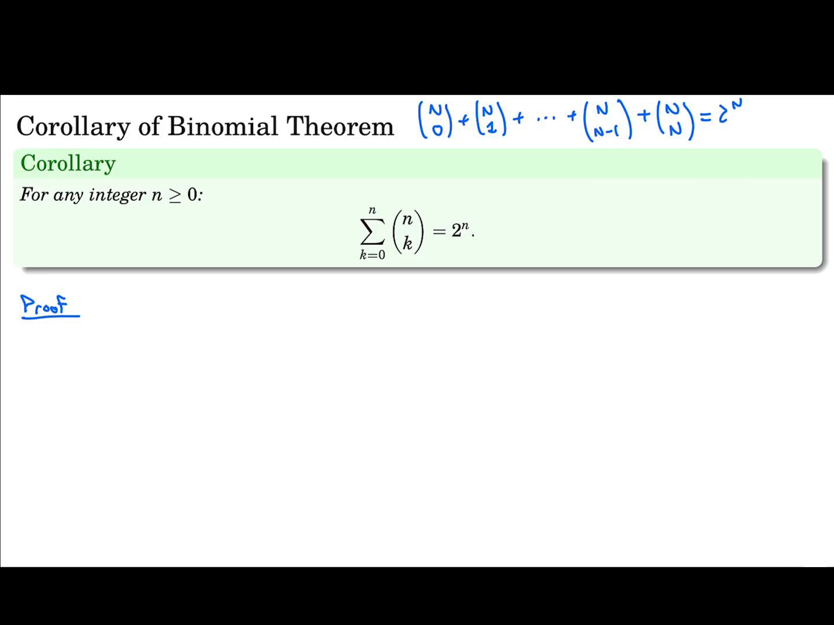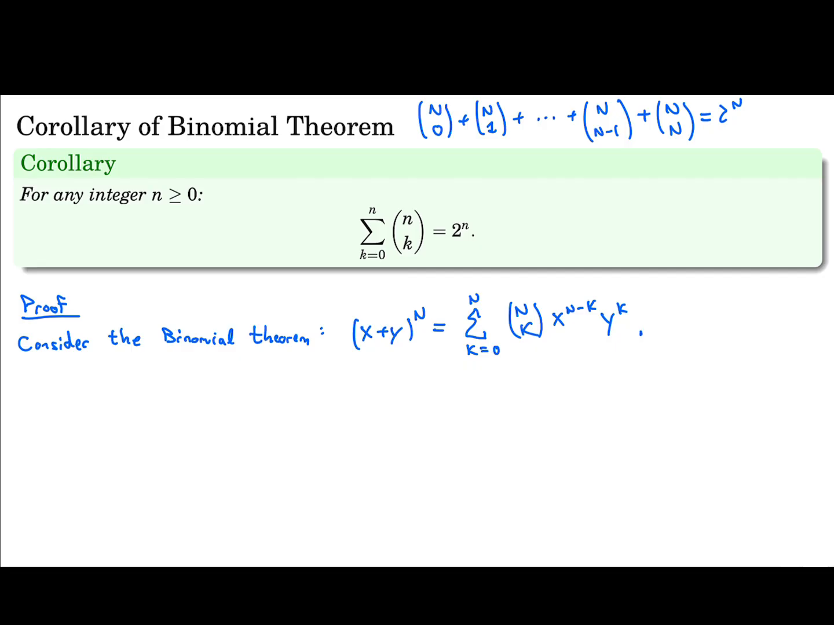What that means is that it follows directly from the binomial theorem. So consider the binomial theorem. So what was the binomial theorem? It said that (x plus y) to the power of n was going to be the sum from k equal to 0 to n of n choose k, so these were the binomial coefficients, x to the n minus k, y to the k. Okay, so this is what the binomial theorem says.